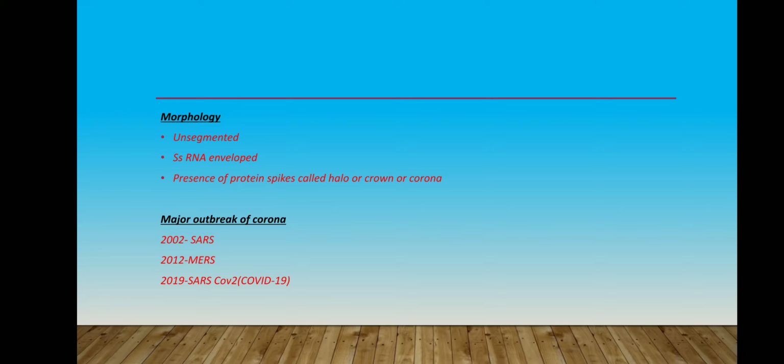The SARS outbreak was in 2002. It was called severe acute respiratory syndrome, and SARS was seen in China. MERS, Middle East respiratory syndrome, was seen in 2012 in Saudi Arabia. And this latest one, SARS COVID-19, was an outbreak in Wuhan city of China.